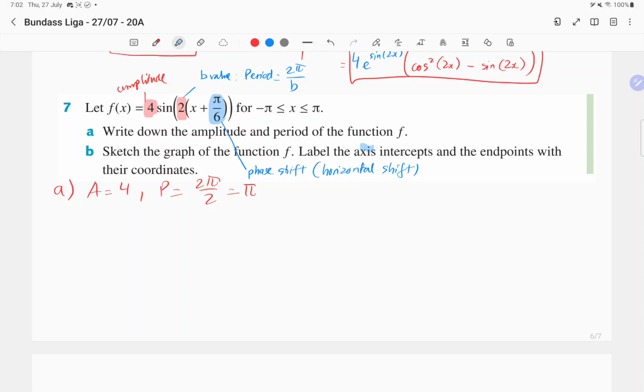I'll start working through it, but you need to find the axis intercepts and the endpoints. Make sure that when you draw it, you ultimately have 2 cycles.